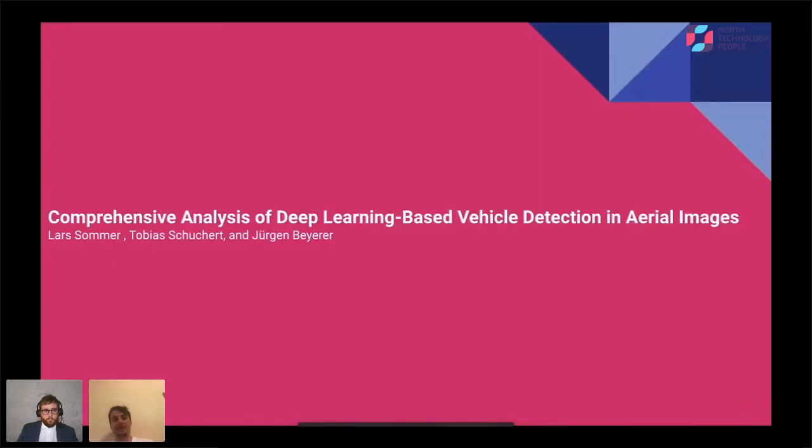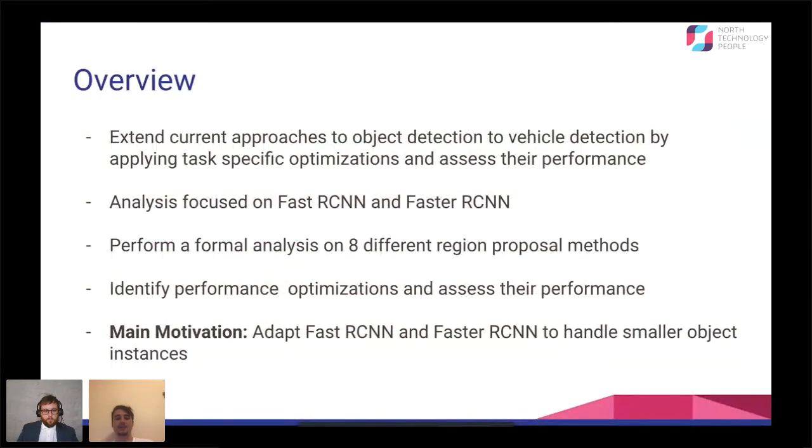One of the papers is this comprehensive analysis of deep learning based vehicle detection in aerial images. They basically extend Fast R-CNN and Faster R-CNN to work within the context of vehicle detection in aerial imagery, specifically for drones. They perform an analysis on different region proposal methods to see what performs the best, and they identify performance optimizations and assess their performance. But the main motivation is basically to adapt Fast R-CNN and Faster R-CNN to handle smaller object instances.